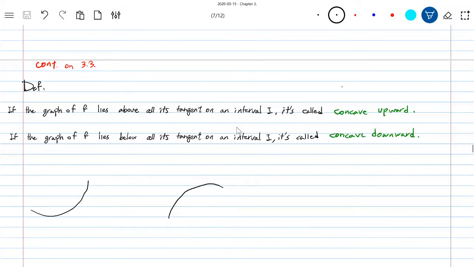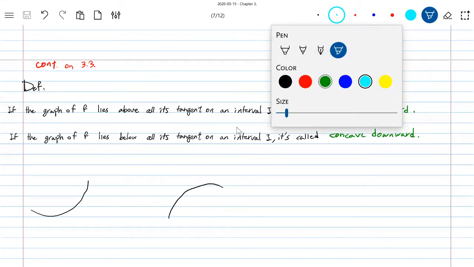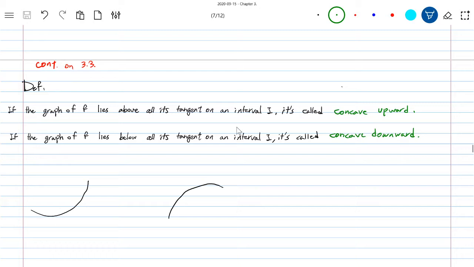So first, I want to start with two definitions. We say for a given function f, if the graph of f lies above its tangent line over an interval I, then the function there is concave upward. And if the graph lies below the tangent line, then that part of the graph is concave downward.